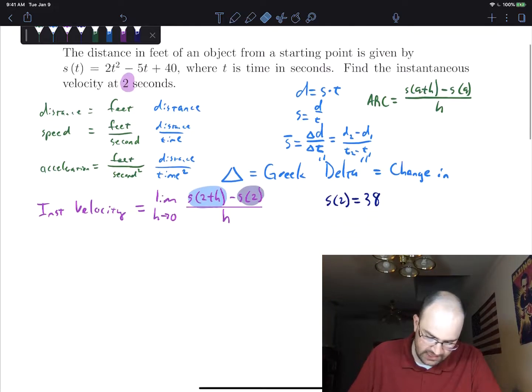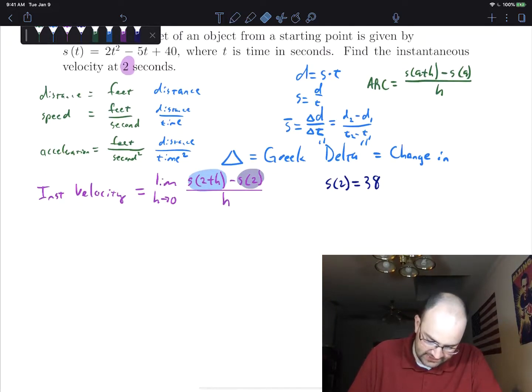We want to look at s. Yeah, I don't want to put that there.